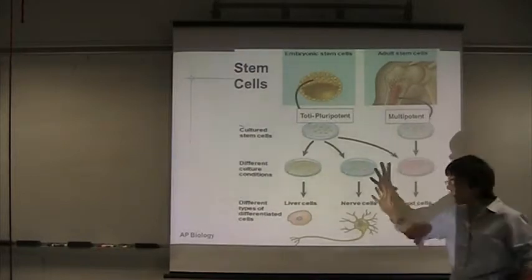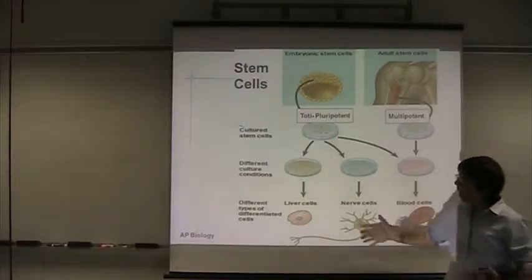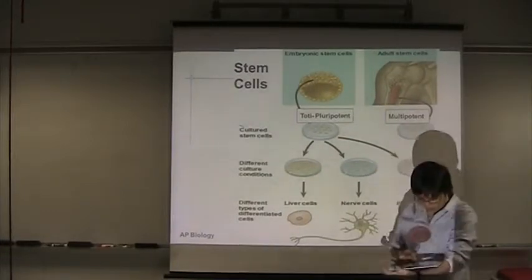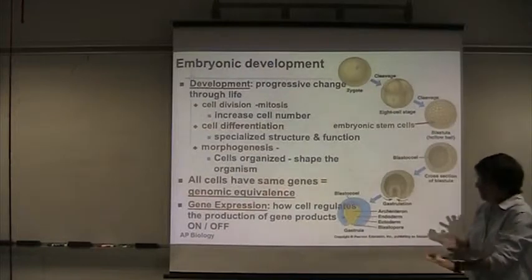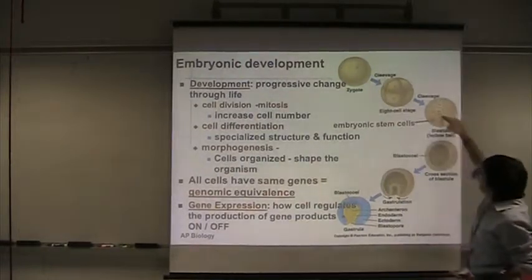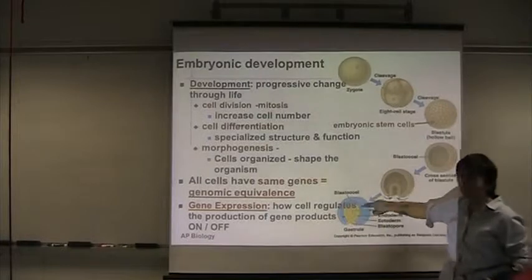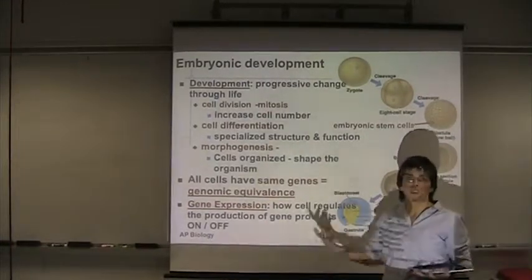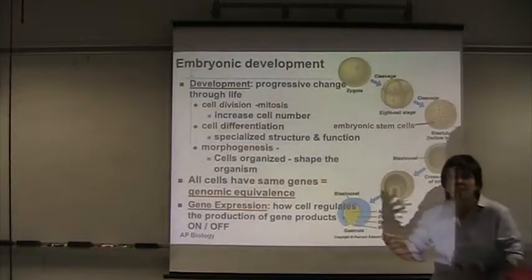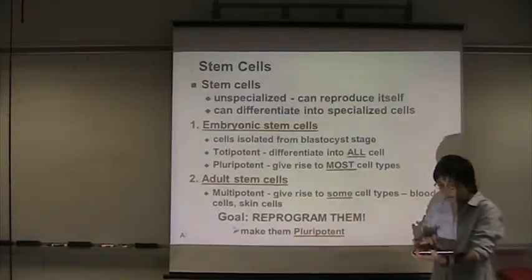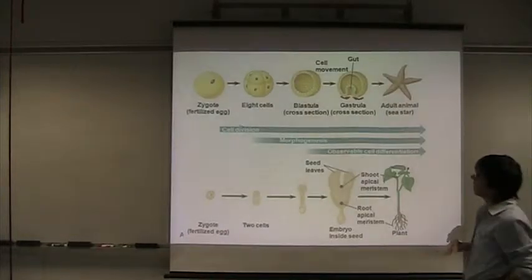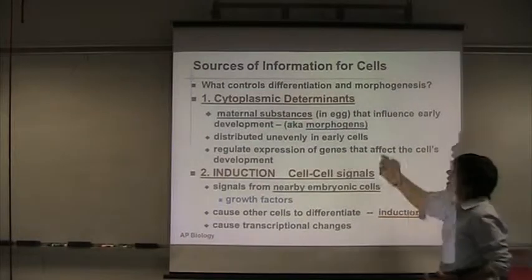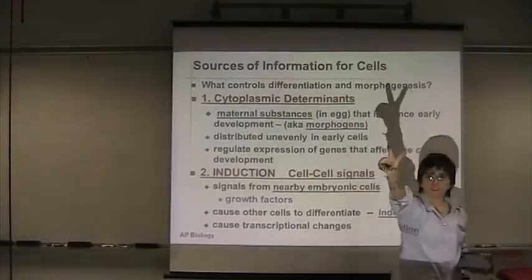So now that we know that, what is happening when you are developing, when you are in the blastula stage? How do the cells know which cells need to go where? How do your cells know which cells need to start becoming arms, legs, liver, muscle, kidneys, whatever? Well, that is what we're going to look at now. And basically, there are two sources of information for cells.